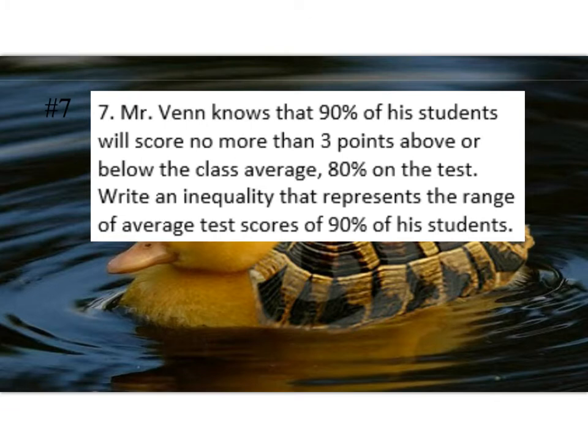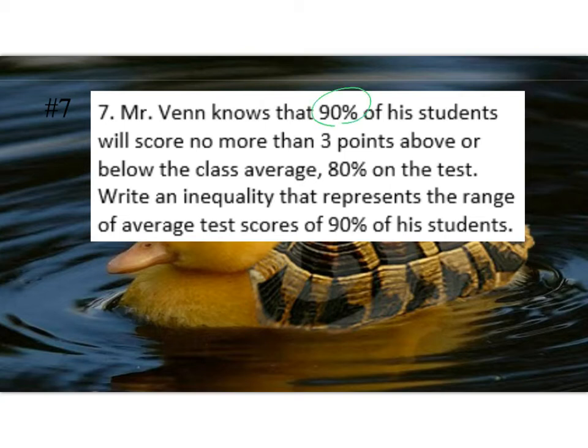Alright, moving along here, the second page doesn't look too bad. Mr. Venn knows that 90% of his students will score no more than 3 points above or below the class average of 80% on the test. Write an inequality that represents the range of average test scores of 90% of his students.